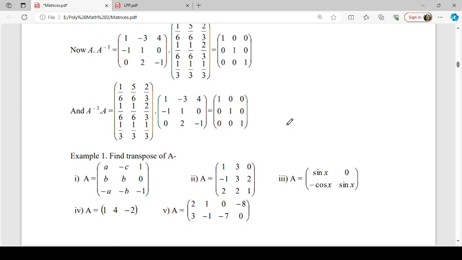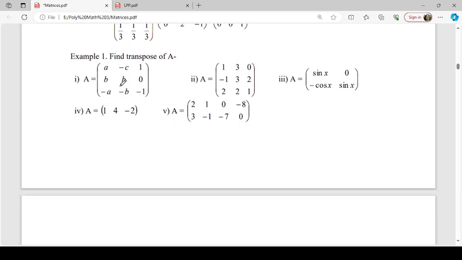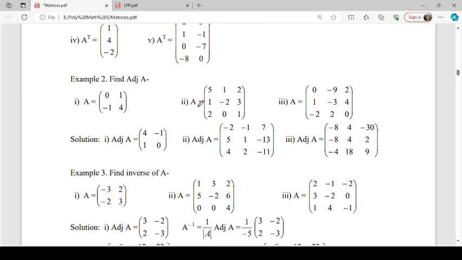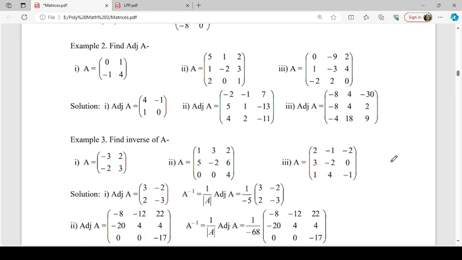Then transpose of A is very simple. We are writing rows as columns and columns as rows. These are the transpose. And adjoint A is this. So it is 4, this is 1, it is minus 1. Transpose of 1, it is minus 1, minus of minus 1 is plus 1. Then cofactor of minus 1 is 1. We have to write minus 1 here, the negative of this, because we need to multiply by minus 1 to the power i plus j. So this is 0, like this.